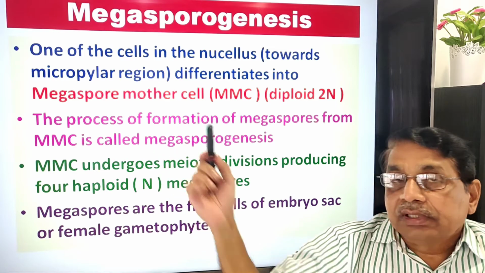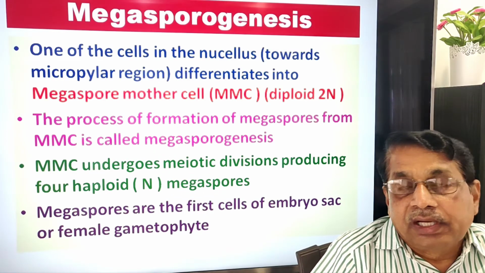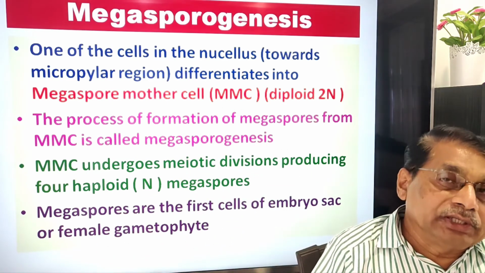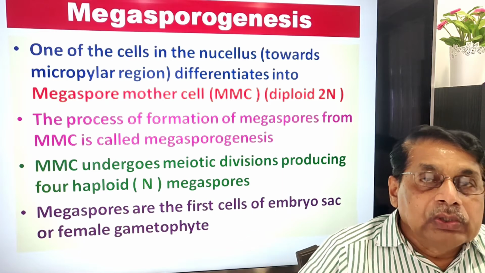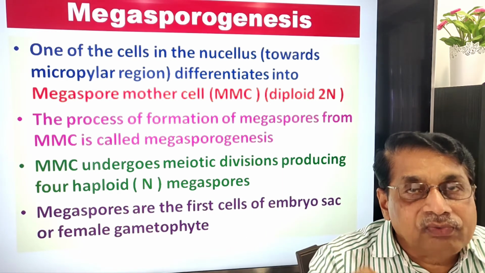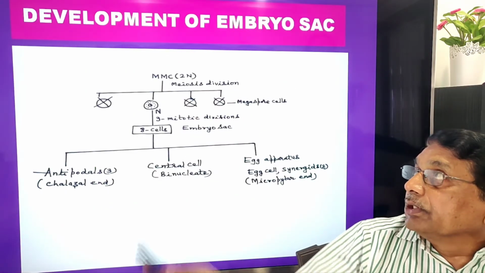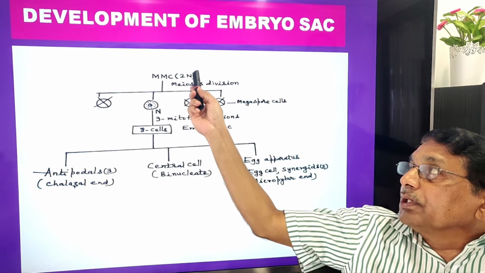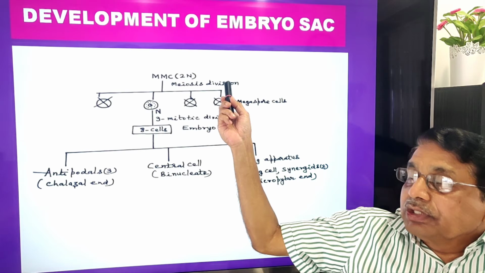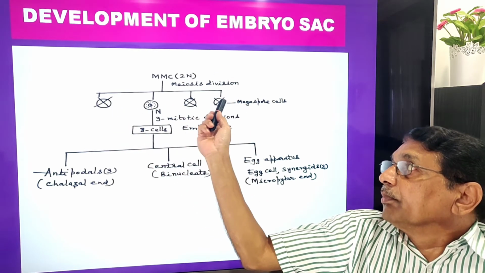After reduction division, the diploid stage ends and the haploid stage commences. The megaspores are haploid, while megaspore mother cells are diploid. So the megaspore cells are the first cells of the gametophytic generation. Look at this, MMC, megaspore mother cell, 2N. It undergoes meiotic divisions and produces 4 megaspores.